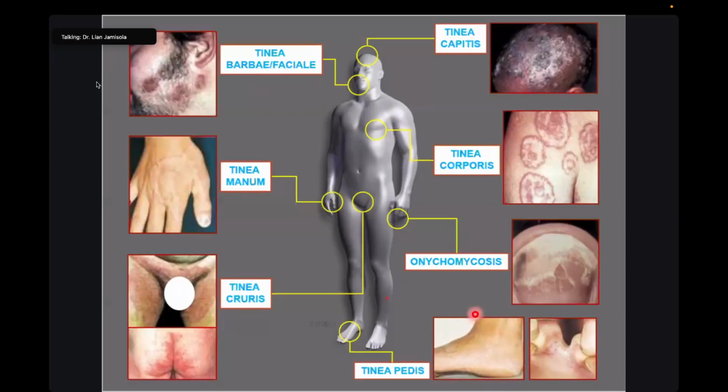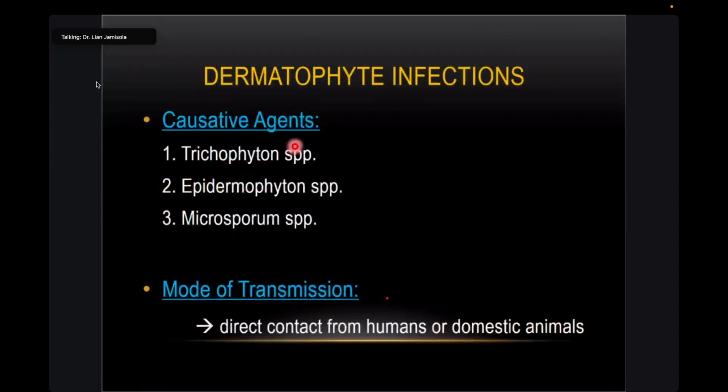But in essence, it's all the same three causative agents: either your Trichophyton or your Epidermophyton or your Microsporum species. And the mode of transmission is direct contact from humans or domestic animals.